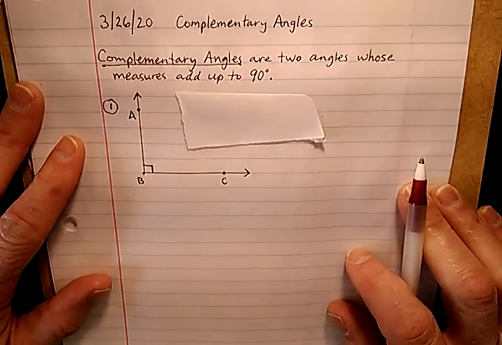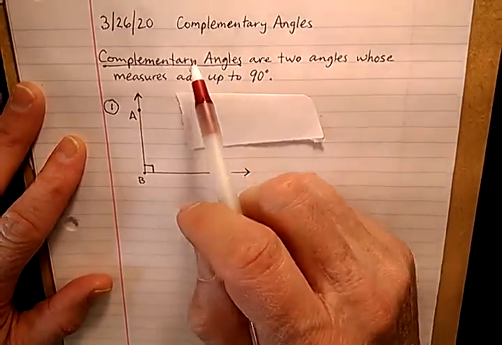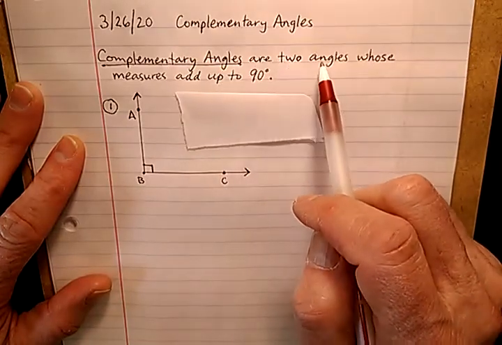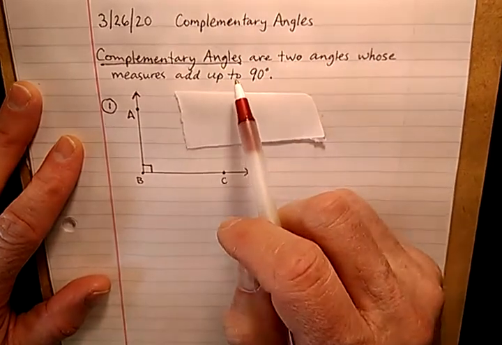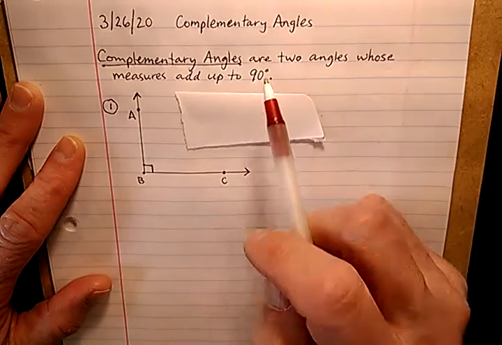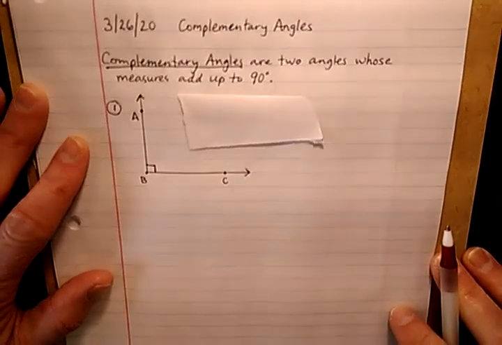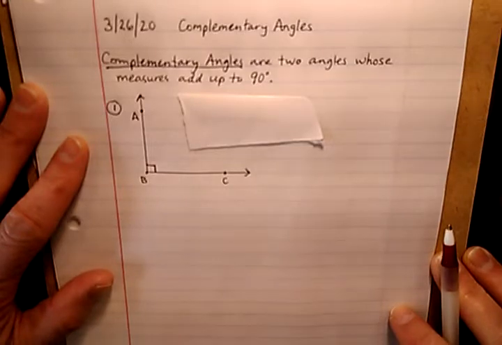Okay, so it says here complementary angles are two angles whose measures add up to 90 degrees. So we'll be talking about two angles, and when we add their measures, it adds up to 90 degrees.